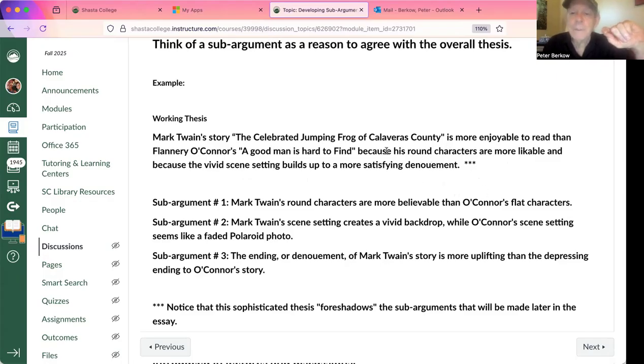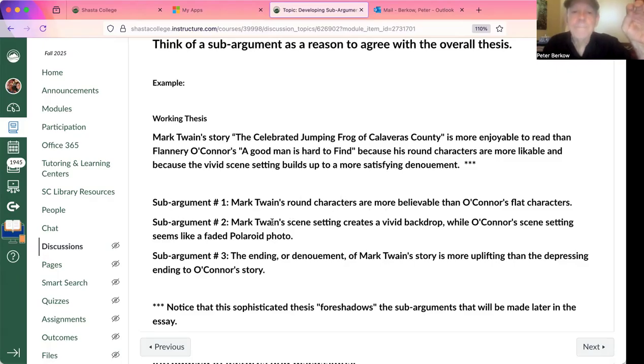Now, notice we're using round characters and denouement. Those are course vocabulary terms. It's not that important for you to know those vocabulary terms of literary analysis beyond my class. You may forget them and never use them again. But the process of identifying important course concepts and using the new vocabulary eloquently in your essays is going to help you in every course beyond mine. So here are the sub-arguments.